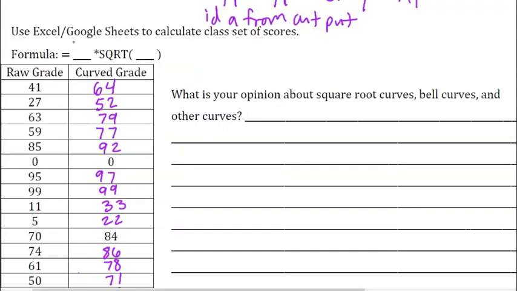So the formula is going to be this number is A from Desmos. And then this blank right here is the location of the cell.